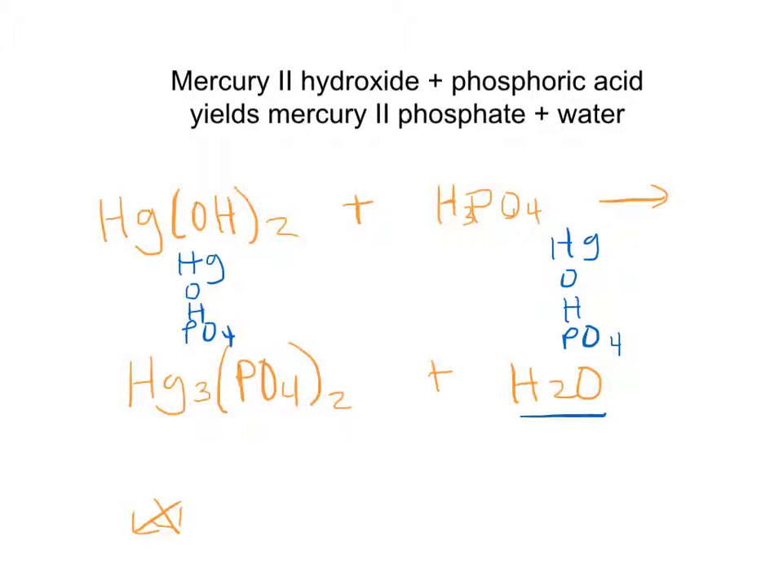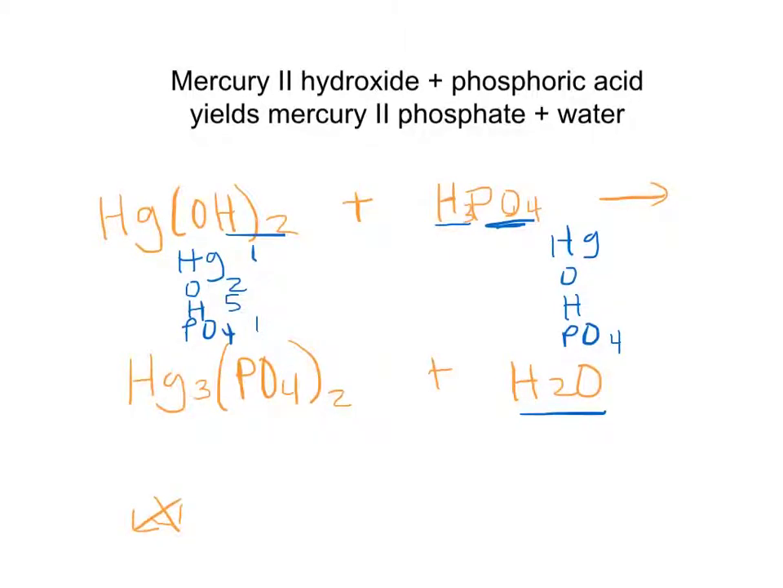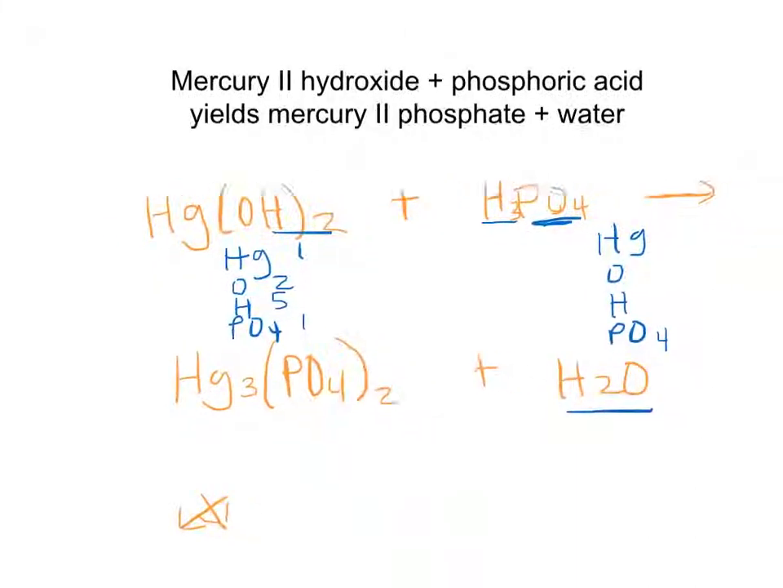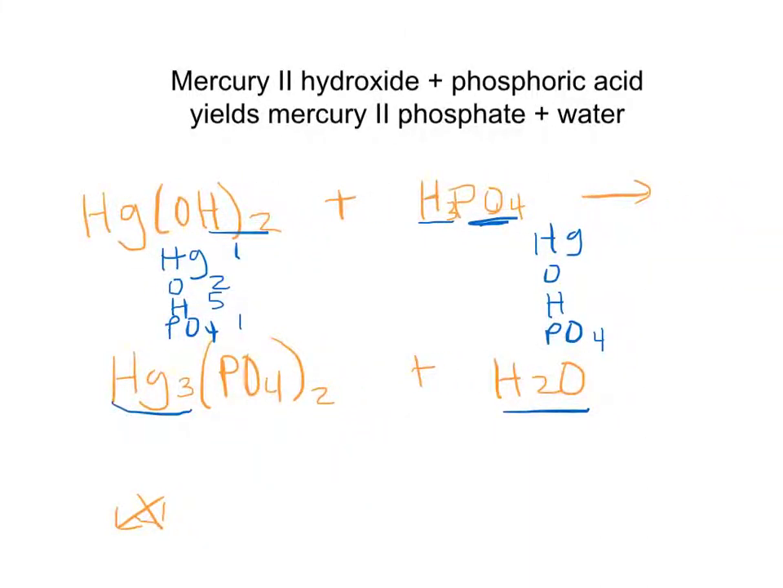Okay, so on the reactant side I have 1 mercury, right now I have 2 oxygens, okay? I'm not including the oxygens over here in the phosphate. I have 2 hydrogens over here, and then I have 3 here, so that's 5 hydrogens in all. And then like I said, I have 1 phosphate polyatomic ion. Now on the product side, we have 3 mercuries, oops, sorry about that. We have 3 mercuries. We have 2 phosphate polyatomic ions, and then I have 2 hydrogens and only 1 oxygen.